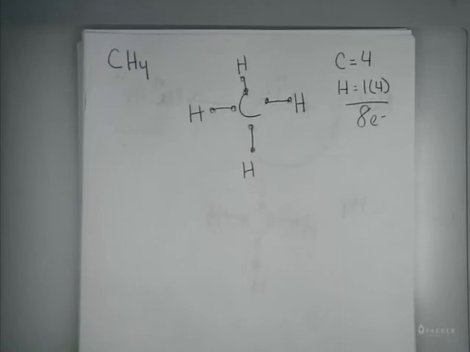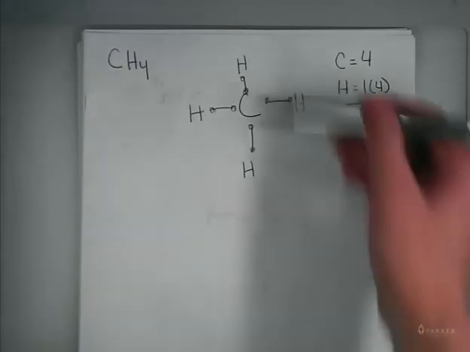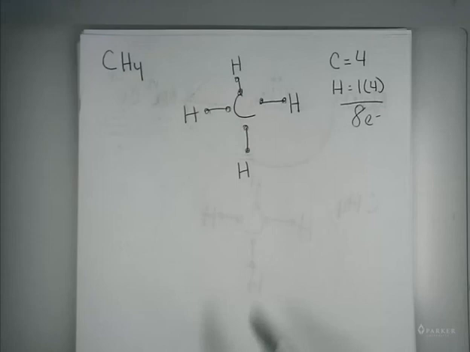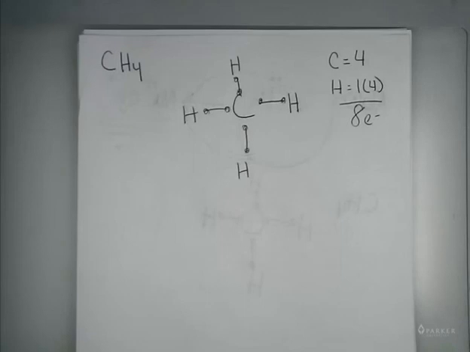So how many did I use? 8. So this is fine. Don't touch it from here. And then you can see everything has what we call the noble gas configuration. Hydrogen has its 2 electrons. Carbon has the 8 around it. As soon as you draw a single bond to hydrogen, don't touch it at all. It will never have a double bond. It will never have a triple bond. It will never have what's called a lone pair. Hydrogen is only a single bond, and that's it.